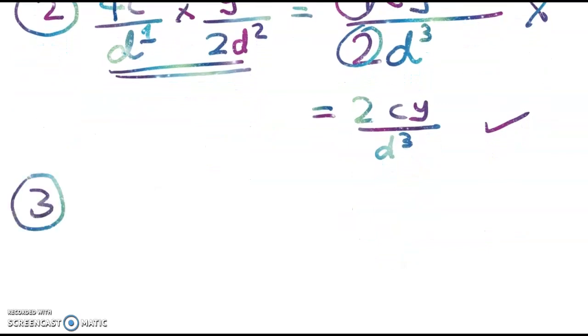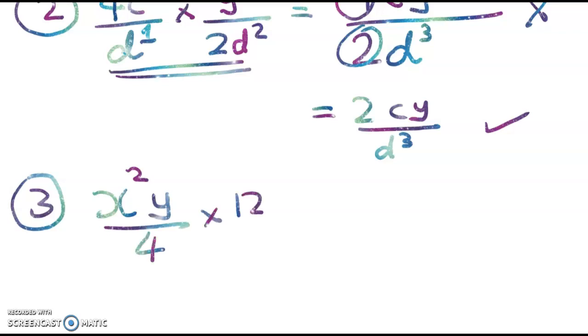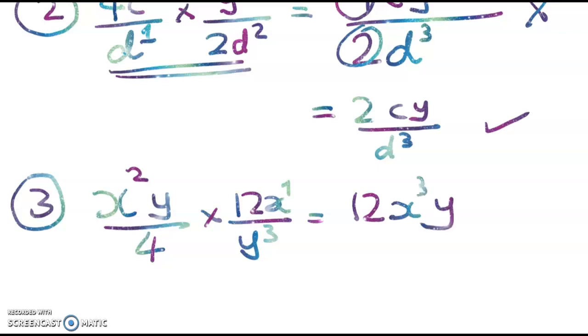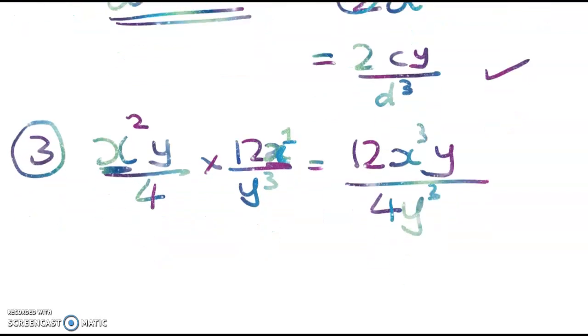Alright, number 3. We're starting to have some powers. So x squared y over 4 times 12x over y cubed. Multiply the top line, the numerators, and we get 12x cubed y. Remember, that's x to the power of 1, and so we take the ones with the same base and we can just add the powers. And in the denominator we get 4y cubed.